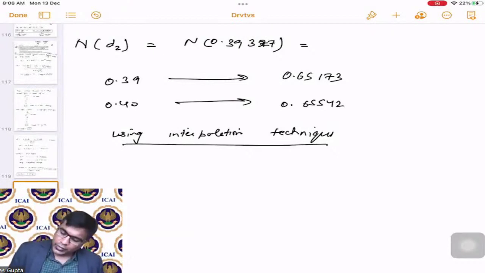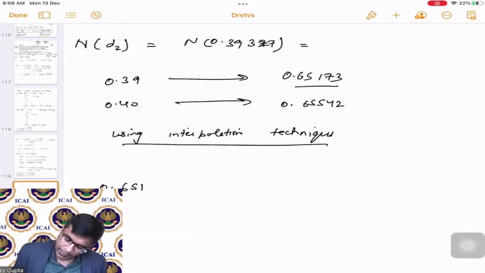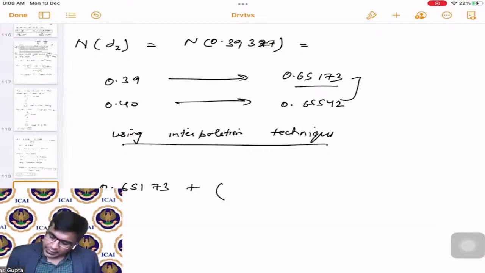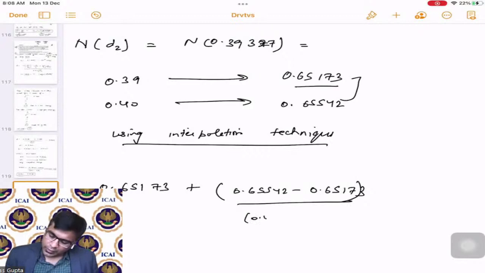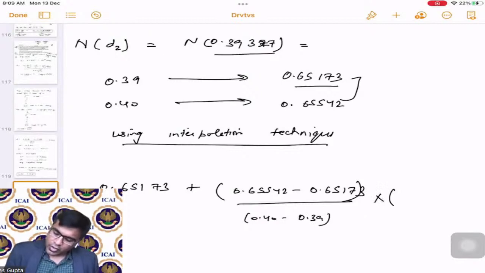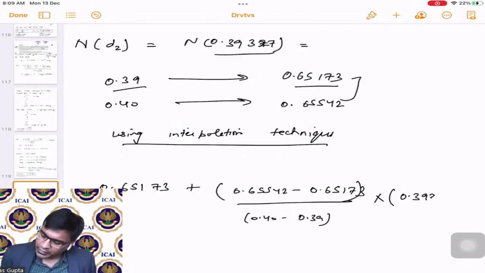What is the lower value? We will always start with the lower value, 0.615173, plus the difference between these two, correct? 0.65542 minus 0.65173, this whole divided by 0.40 minus 0.39, this multiplied by the difference of the observation minus the lower value. 0.39327 minus 0.39 itself.